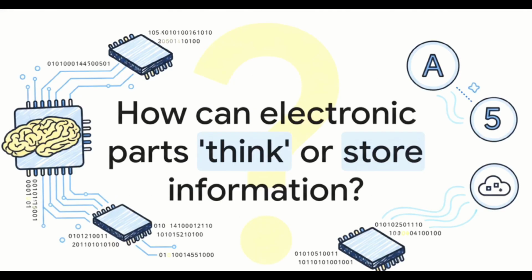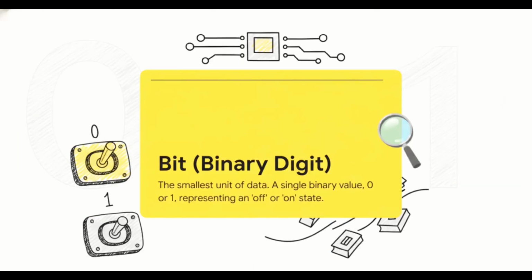Okay, so we have the brain and we have the memory, but they're all just electronic circuits, right? They're just physical things. How do they actually represent a number or a letter or a photo? How does a physical object hold on to an abstract idea? The answer to that huge question is actually incredibly simple.